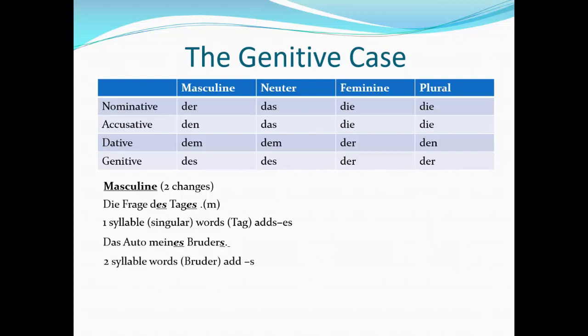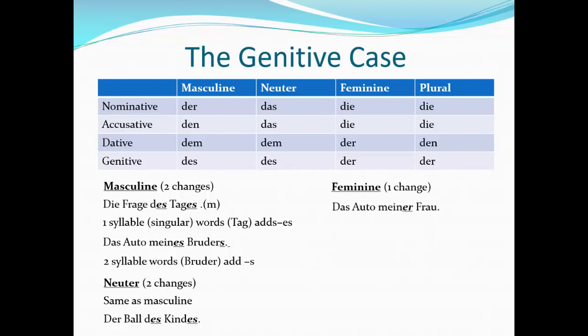With a 2-syllable word, das Auto meines Bruders, you can see we just add the S. That possessive adjective is going to reflect what the indefinite article is going to be. So des would be eines, and der, if it's feminine, would just be einer. Looking at the neuter, it's the same as the masculine: der Ball des Kindes. Feminine: das Auto meiner Frau. Plural: das Auto meiner Eltern.